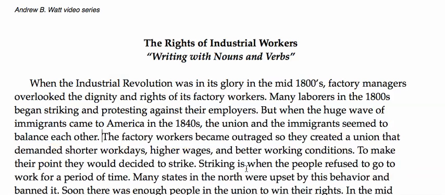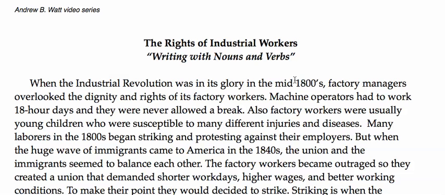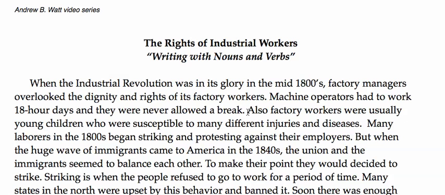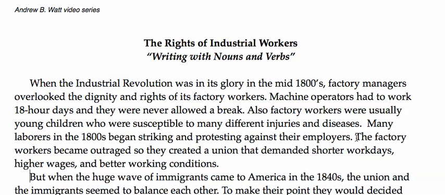It's clear that these two sentences actually belong up here because they're about overlooking the rights of workers. And it makes it possible for us also to take this sentence and put it here. And now the contrast is between the workers and their managers and the appearance of immigrants. And this leads to a much stronger piece of writing.